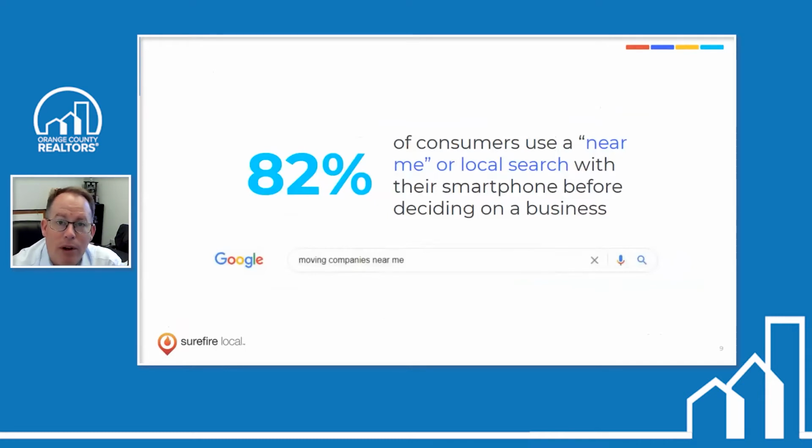So why is this important? This is important because 82% of consumers use a near me or local search with their smartphone before deciding on a business. So moving companies near me, real estate agents near me, mortgage lenders near me, etc. It's definitely something that you want to optimize to help you get found on local search.